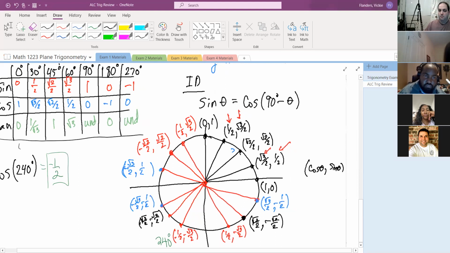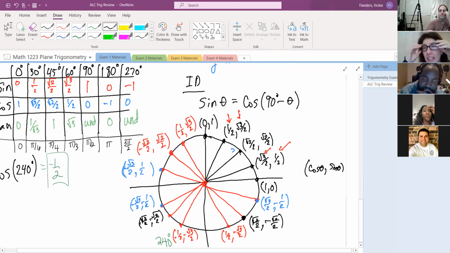So 0 is 0 radians. 30 degrees is pi over 6 radians. 45 degrees is pi over 2. Nope, pi over 4. I'm going too fast. 60 degrees, all right, pi over 3. 90 degrees is pi over 2, pi, 3 pi over 2. What I was thinking, and I shouldn't be thinking something differently than what I'm writing, caused me to make a mistake.